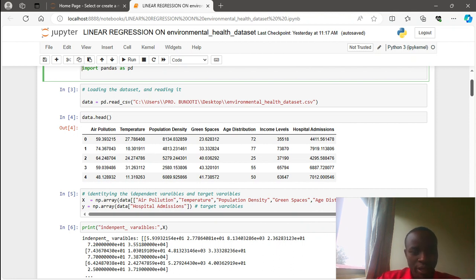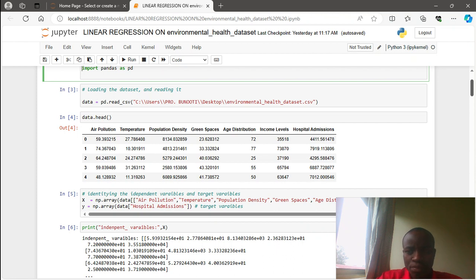So we are going to train the model to see that when it is given certain data related to air pollution, temperature concentration, population density, then green spaces, then age distribution and level of income, can it be able to predict whether the hospital admission is going to increase or decrease. So this model is going to help majorly the medical researchers and environmental regulators to plan for the future.